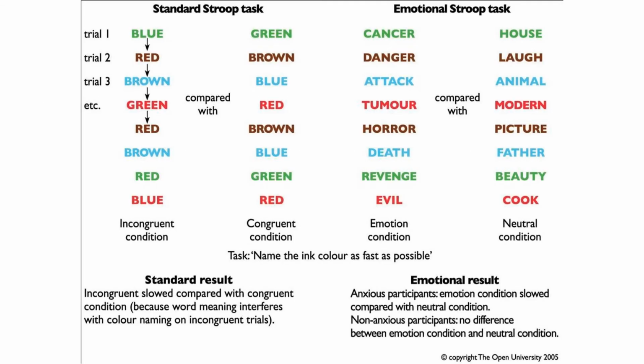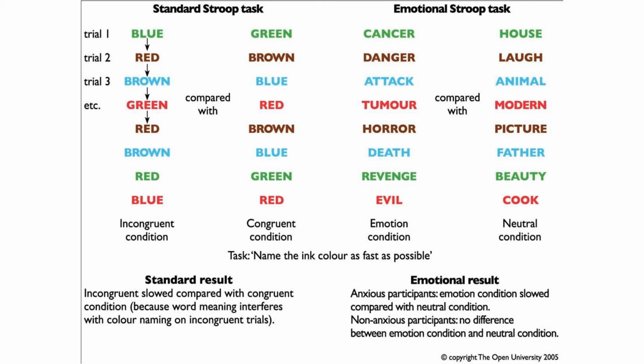Standard Stroop task. You're supposed to read the colors, not the words, right? And so in a standard Stroop task, if I'm trying to say the word blue written in green ink, it's going to slow me down. It interferes, right? We're used to reading.